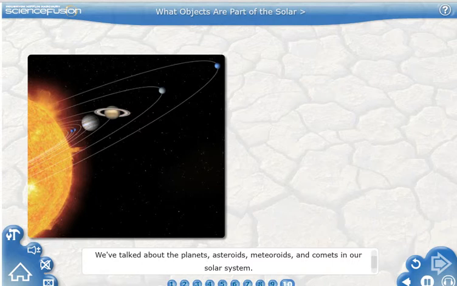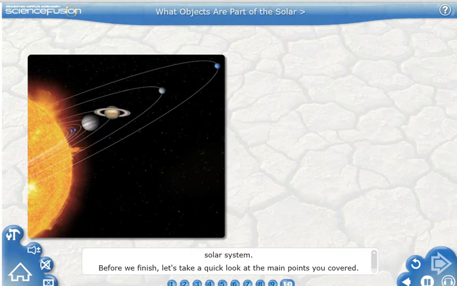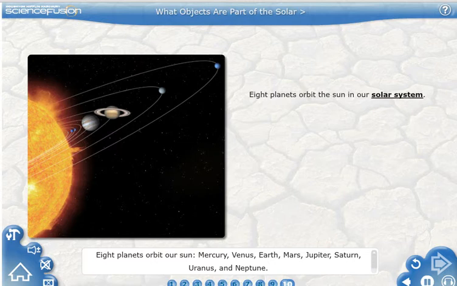We've talked about the planets, asteroids, meteoroids, and comets in our solar system. Before we finish, let's take a quick look at the main points you covered. 8 planets orbit our Sun: Mercury, Venus, Earth, Mars, Jupiter, Saturn, Uranus, and Neptune.